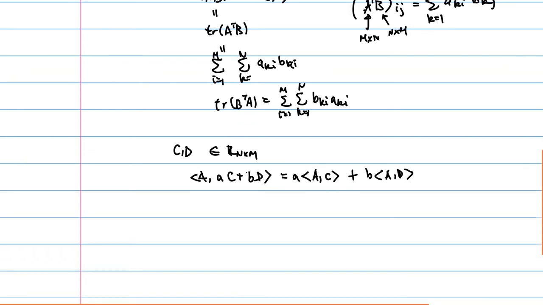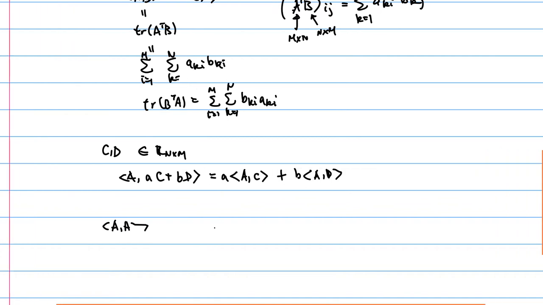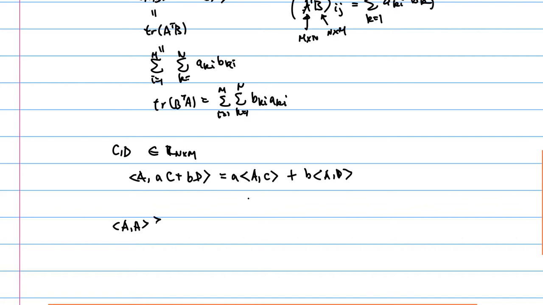Finally, we need to show that the inner product is positive definite. That means that if I consider the inner product of A and A, it should be bigger than or equal to 0. And it's obvious because it comes from what we have earlier. The inner product of A and A is equal to trace of A transpose A, and this turns out to be just equal to the sum of the squares of all the elements, a_ki squared. So of course it will be bigger than or equal to 0.